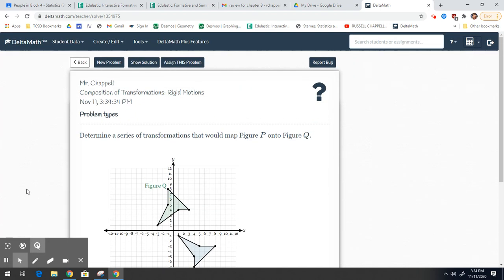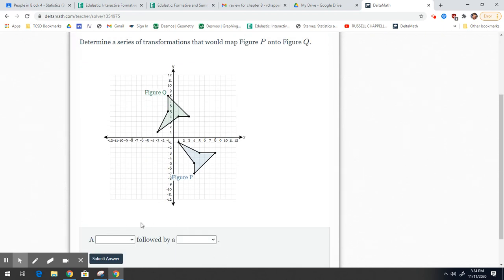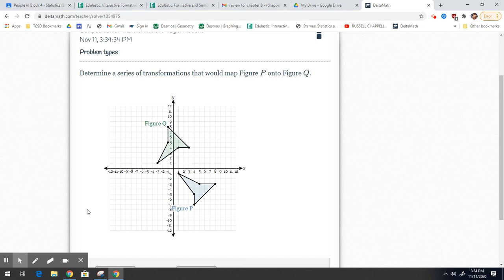All right, so this is not a guided one. It's the same thing, but it's not guided. So you'll see down at the bottom, you're not allowed to try. All right, so this is probably what you're going to see in your test. Sorry. But again, I got to test you. I got to hold you to some standard. So determine a series of transformations that would map P onto Q.